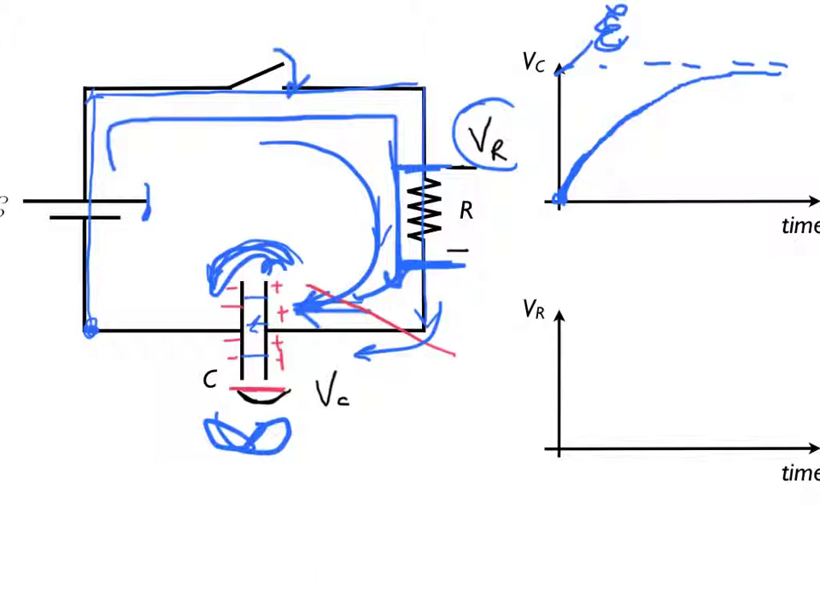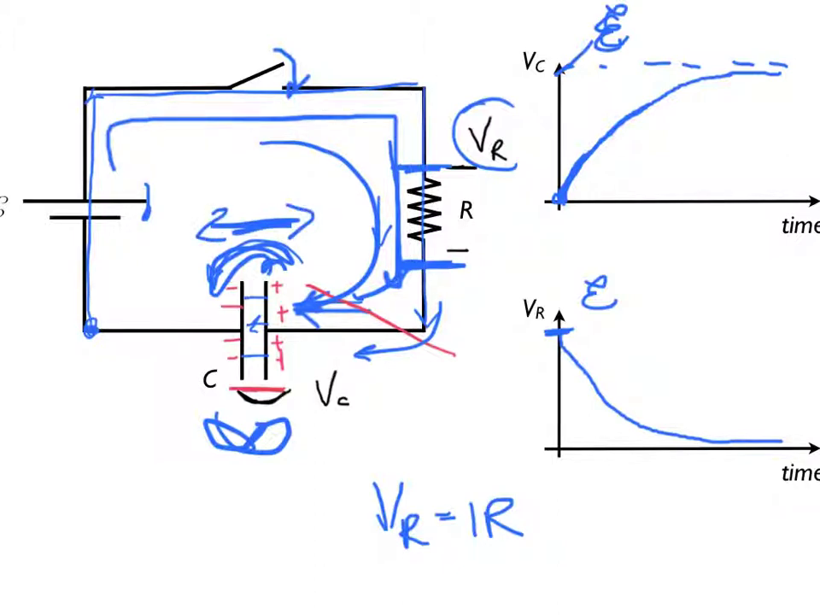Meanwhile, as that's happening, what's happening to the voltage in the resistor? Well, we're going to start out with the voltage across the resistor equal to the battery voltage, and then as the capacitor charges up, there's going to be less and less voltage across the resistor, for two reasons. One, there's less and less current flowing, and we know that the voltage across the resistor is equal to IR. But it's also less and less because as we have voltage across the capacitor, there's a lower potential difference across the resistor.